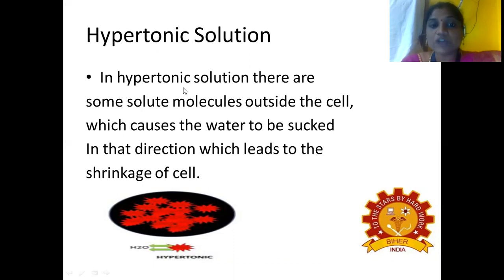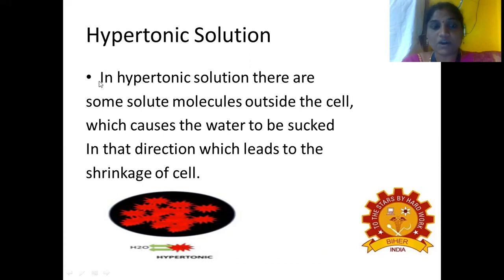So in a hypertonic solution, there are solute molecules outside the cell, which causes the water to be sucked in that direction, leading to the shrinkage of the cell. Here, solute molecules are present outside the cell, which causes water to be drawn out. So it causes shrinkage of the cell. This occurs in the hypertonic solution.